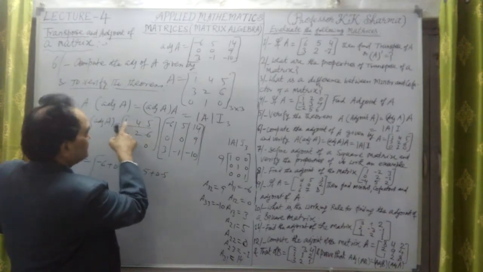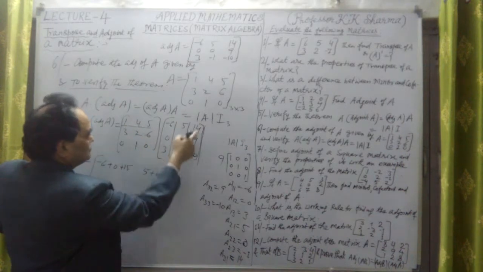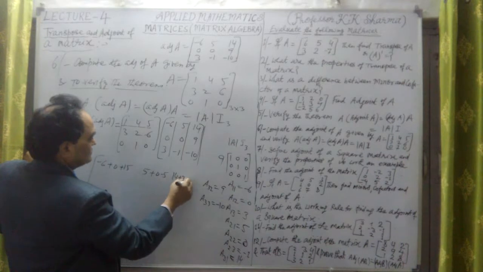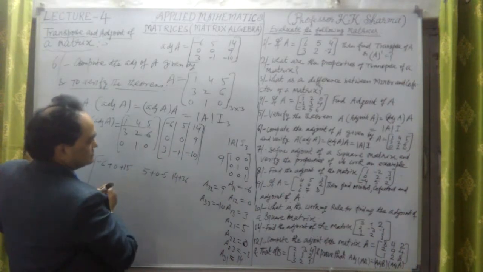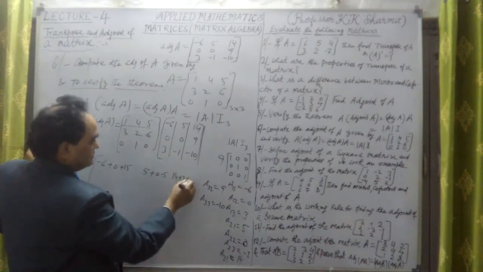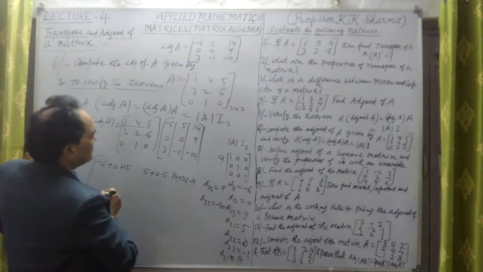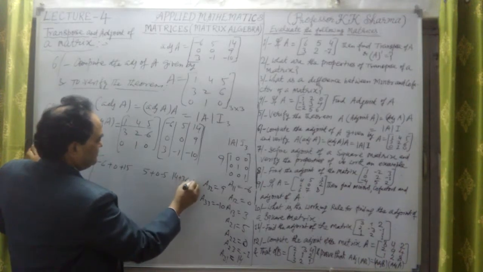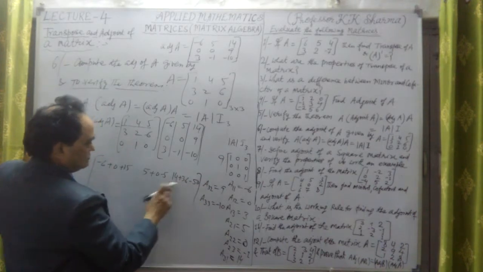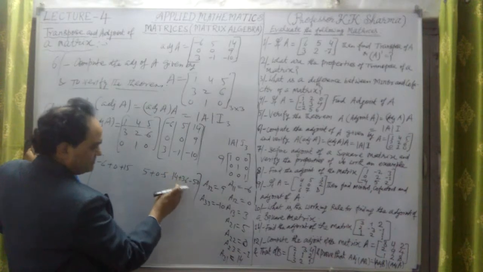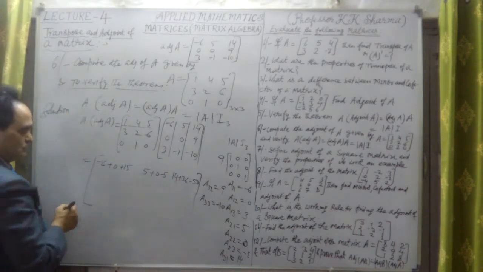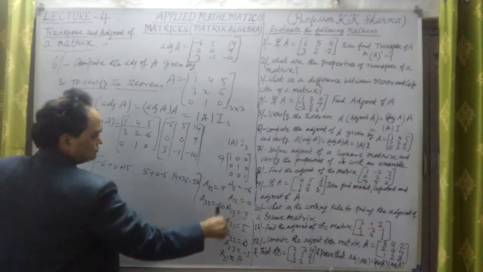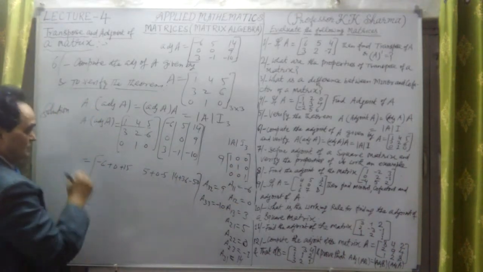Then third element. For third element, first row, third column, 1 into 14 is plus 14. 4 into 9 is plus 36. 5 into minus 10 is minus 50, I'm sorry. 5 into minus 10 is minus 50, which gives 0, because 14 plus 36 is plus 50. This is minus 50, so it is 0. 9, 0, 0. Got the point? This is 9, 0, 0. Same value is obtained.